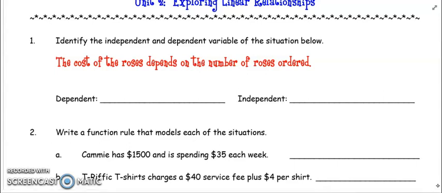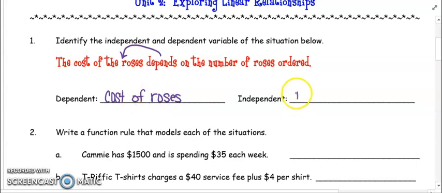The cost of the roses depends on the number of roses ordered. Okay? Depends on. The cost depends on the number of roses. Therefore, the dependent variable is our cost of the roses. It depends on the independent variable, which is our number of roses ordered.